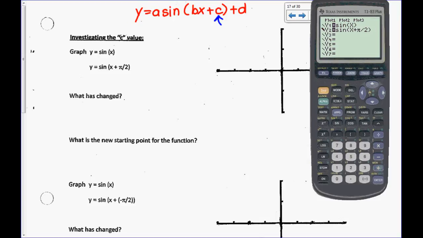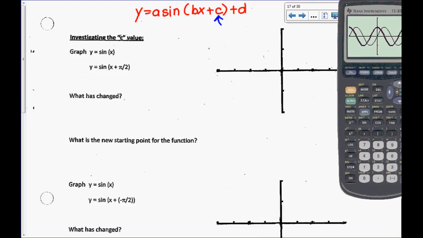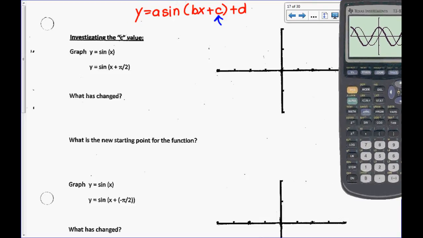Okay, and when I ask it to graph, we're going to see what happens. We get our original sine equation, and then, oh, well, that's a beautiful design. What happened there? Okay, well, let's draw our original equation.